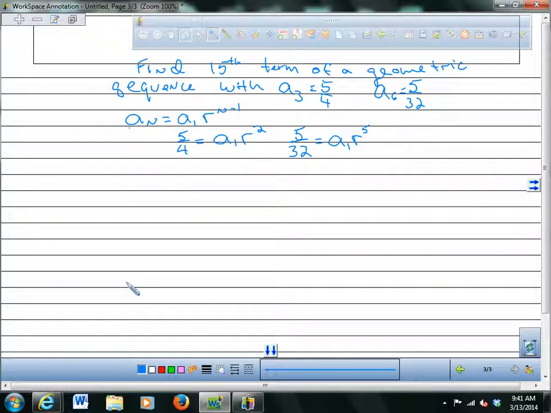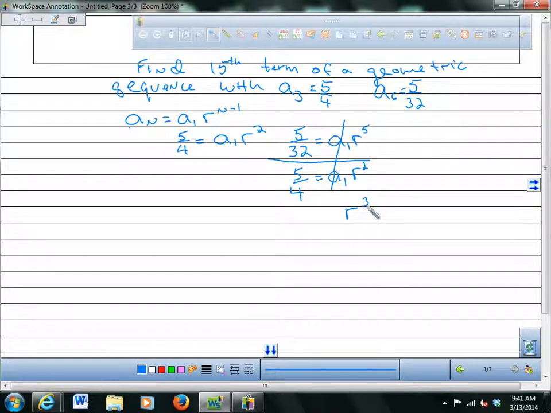So what I need to do is solve that for a or r, okay? How would I do that? Yeah, substitution. What I did, I don't know if this makes sense to you, I just divided this equation by this equation, 5/4 equals a sub 1 r squared. Can I do that? I can do that. What would happen to the a's if I did that? That goes away, right? And then I have r to the what?